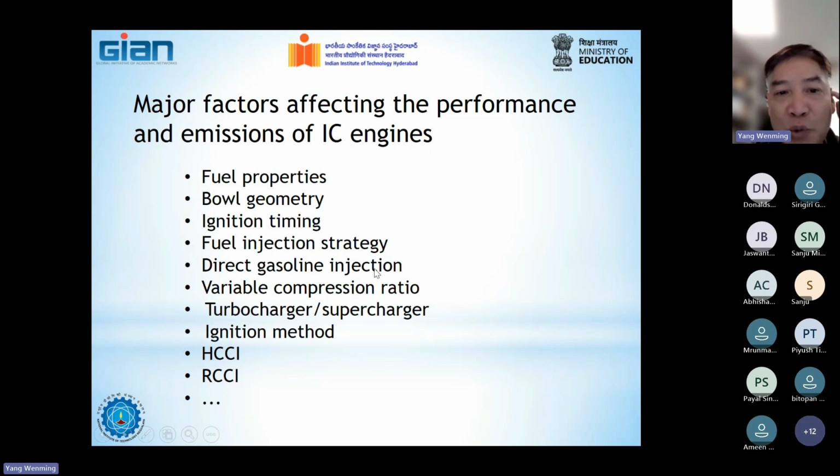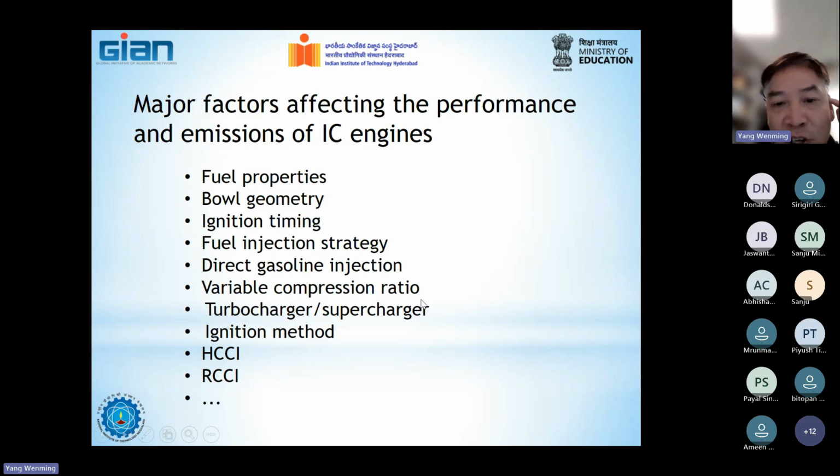The next one is the fuel injection strategy. We have different fuel injection strategies to optimize the performance and minimize the major emissions. And we have direct gasoline injection. This technology is more and more commonly used in gasoline engines to improve the efficiency. The next one is variable compression ratio, which means based on the engine operating at different loads or different conditions, we can change the compression ratio so that we can achieve more optimal performance at all kinds of engine speed and engine load conditions.